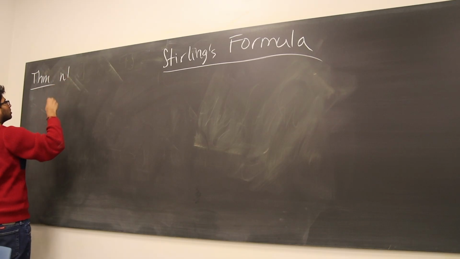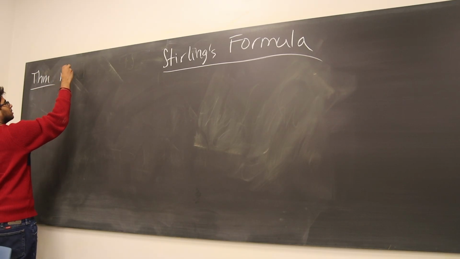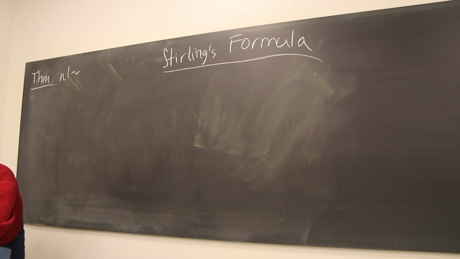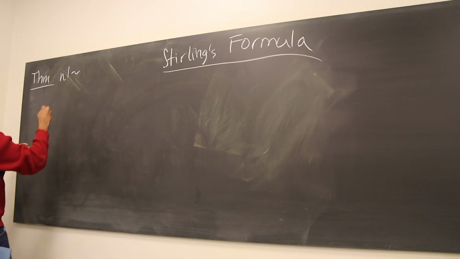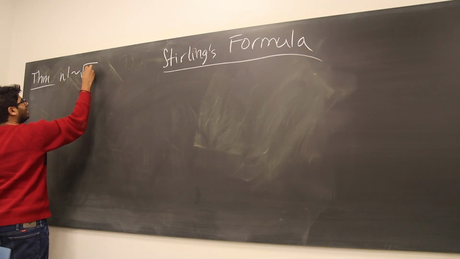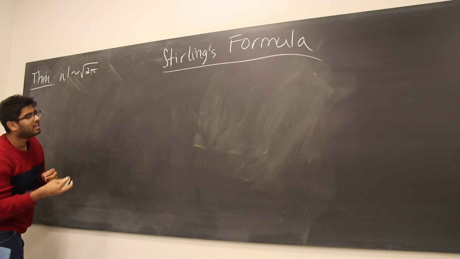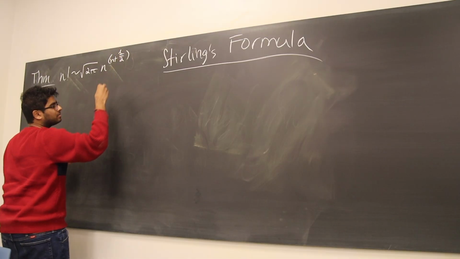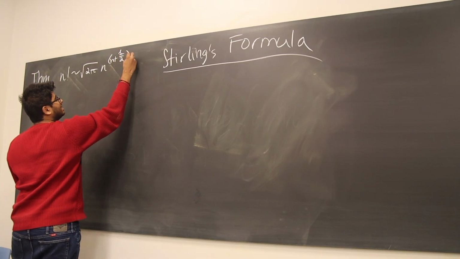It's that n factorial is approximately, let me just check my notes here. Hold up. The theorem statement is low-key the hardest part of this. Not the hardest part, the most annoying part to remember. Where were we? Oh, yes. Square root of 2 pi n to the n plus 1/2 times e to the negative n.